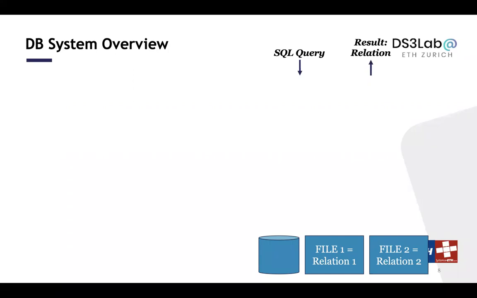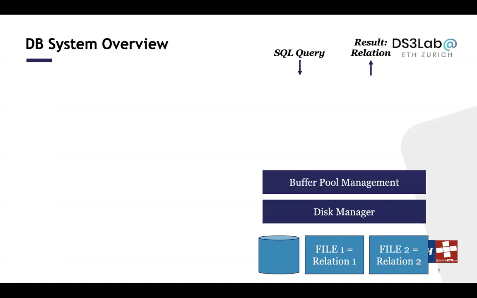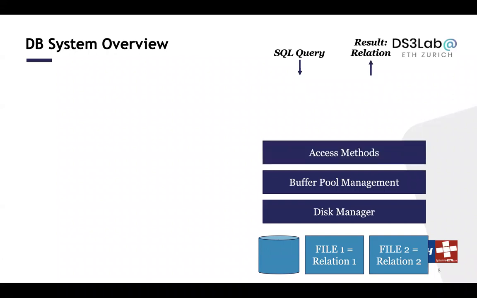To do this, the database works layer by layer. At the bottom, there is the disk manager, which manages your hard drives and all the operations related to your hard drive. Above that, we have the buffer pool manager, which creates an in-memory buffer so that everything above this layer does not need to worry about the fact that your information is stored on the hard drive instead of main memory. Above that, the database implements a whole bunch of access methods that manipulate the information in the buffer pool.